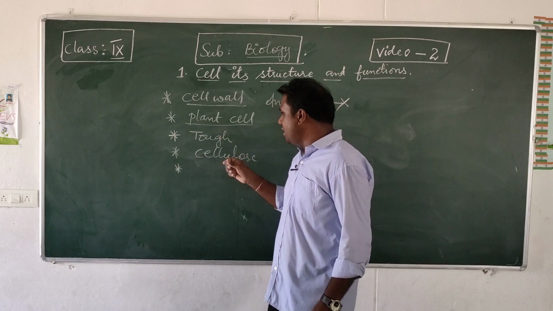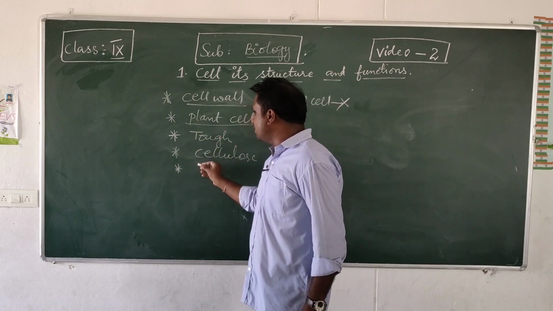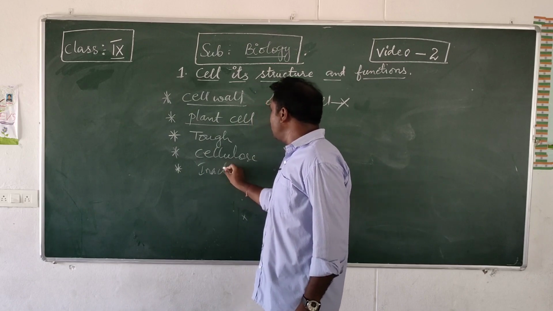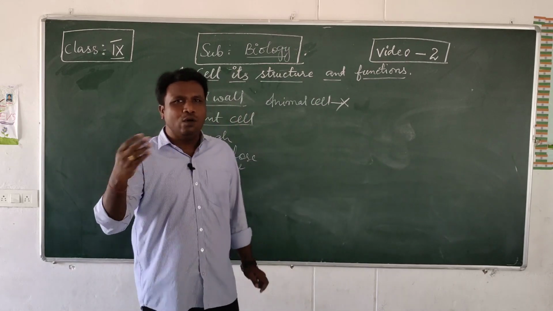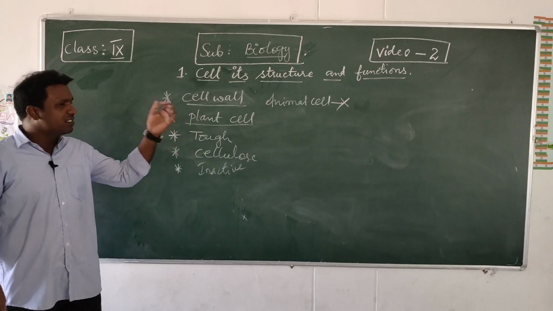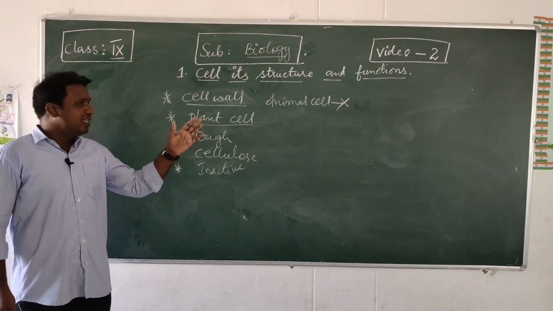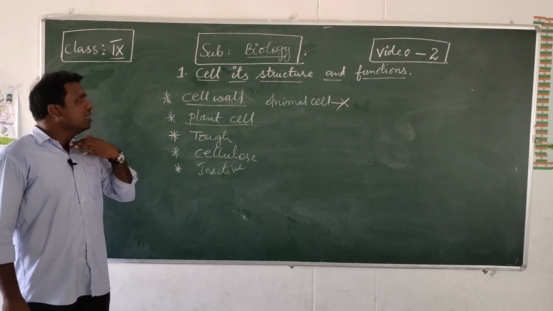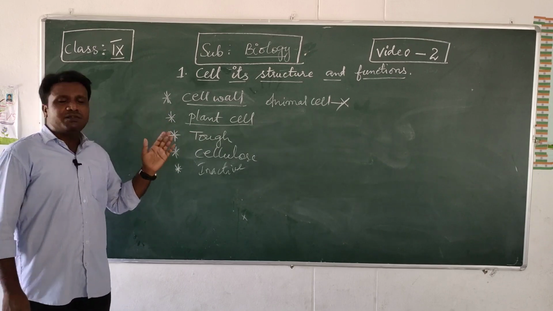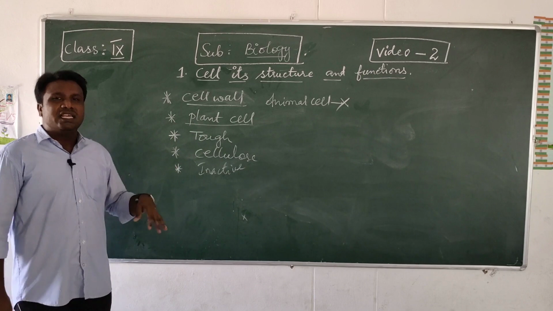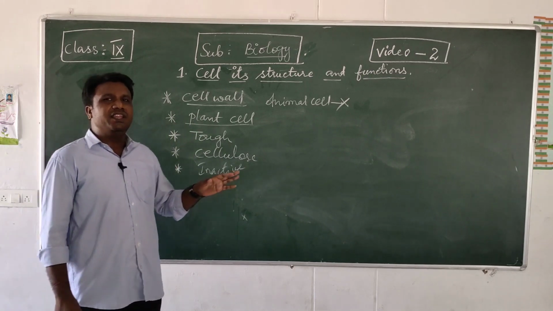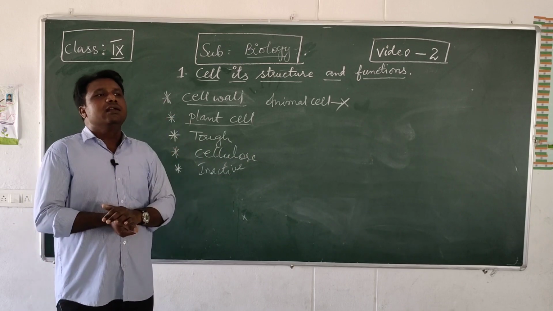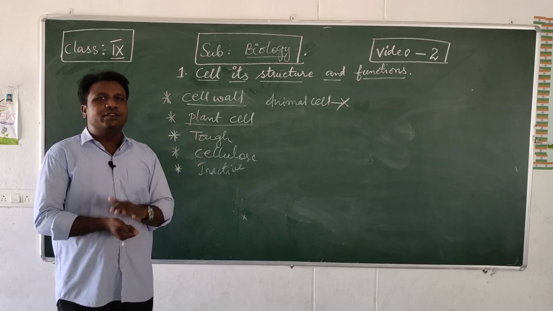Cellulose. See, in the beginning days, most of the scientists thought that the cell wall is inactive in nature. Inactive means it does not have any role. See, we have seen the role of the cell membrane. It has different or various functions. But the cell wall, they thought, does not have any active role in the metabolic activities of the plant.